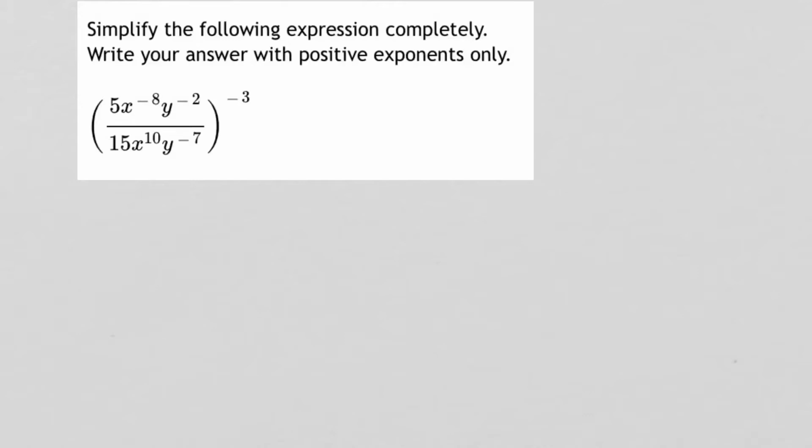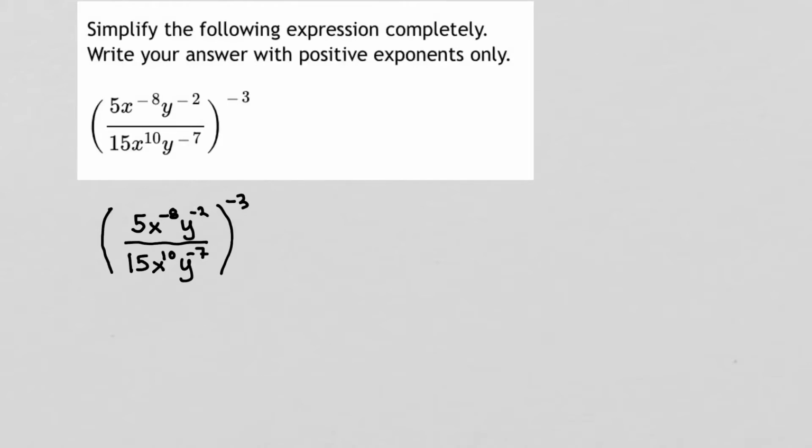For me, looking at this expression, one thing I might decide to do is simplify what's inside my parentheses first. That is, I have a quantity with 5x to the negative 8 y to the negative 2 divided by 15 over x to the 10th y to the negative 7th. I'm going to simplify that quantity first. So let me write down what I have. I have 5x to the negative 8, y to the negative 2 on top, and underneath it I have 15 x to the 10th y to the negative 7th. And I'm going to start there. Then I'll worry about afterwards applying the negative 3 power to what I get.